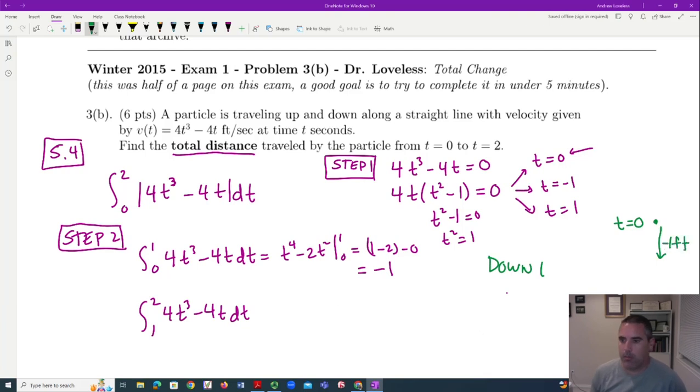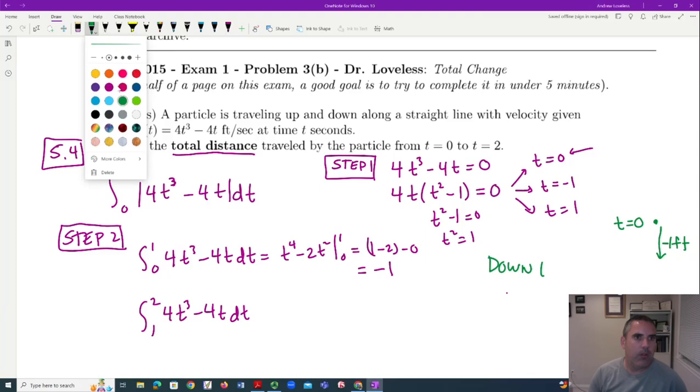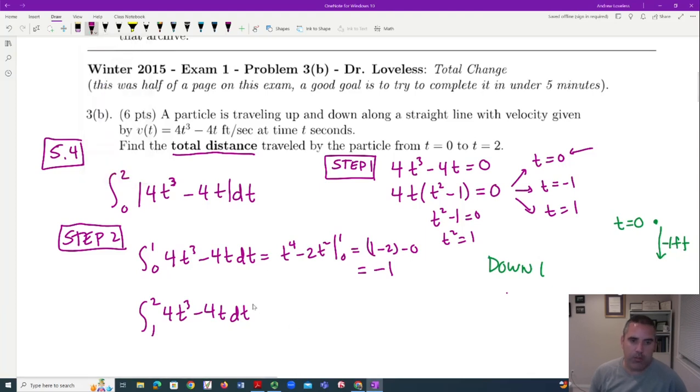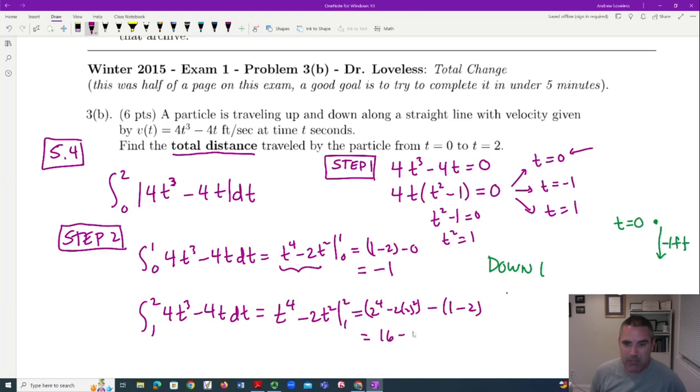Okay, then what happened? So then, from 1 to 2, and this entire time this was negative. That's why we solved first to figure out when it changes. So then it changed. It's going to be t to the 4th minus 2t squared from 1 to 2. So it's going to be 2 to the 4th minus 2 times 2 squared minus 1 minus 2. So it's going to be 16 minus 8 plus 1, because it's negative, negative 1. So 17, so I think that's 9.